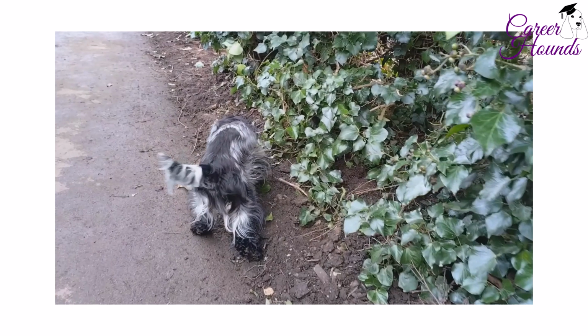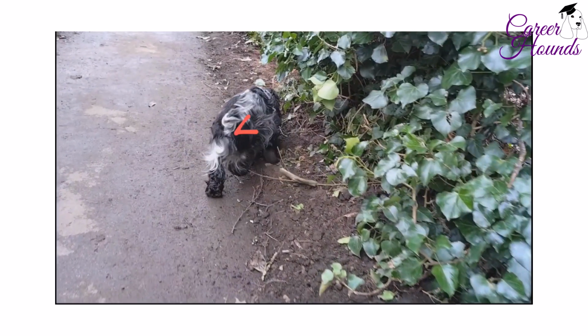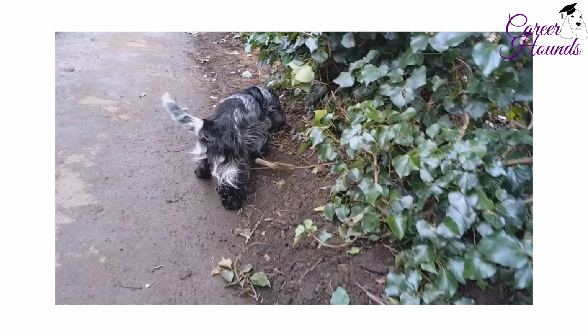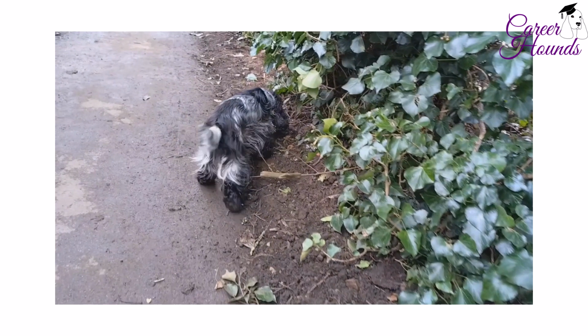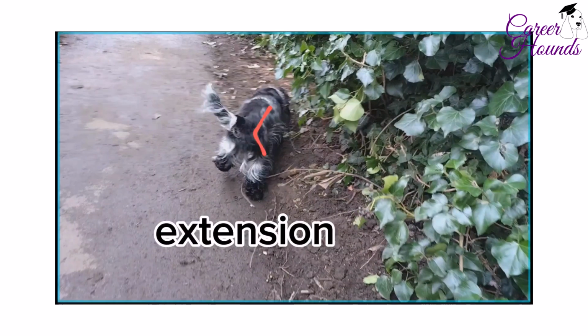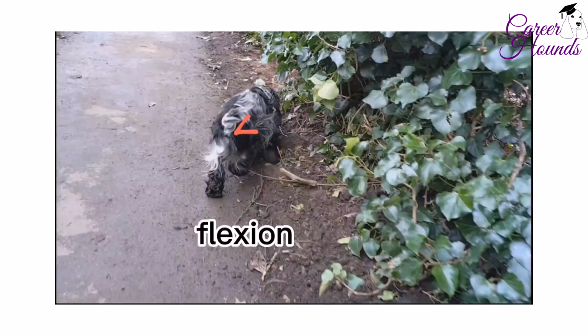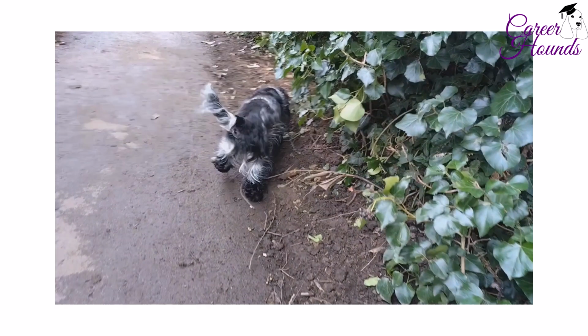When a dog is walking, the hip joint is performing a combination of flexion and extension. Flexion happens when the hind leg swings forward and the hip joint flexes, decreasing the angle between the thigh and the body. Extension happens when the paw contacts the ground and the leg pushes backwards to propel the dog forwards, extending the hip joint and increasing the angle between the thigh and the body.